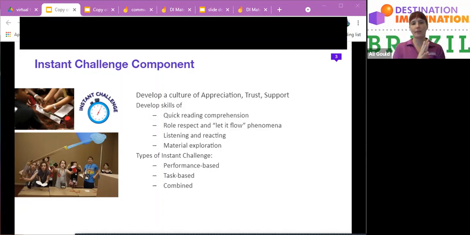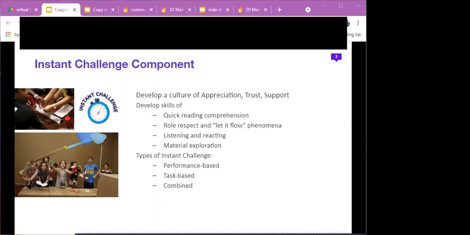It is about role respect and let it flow. So if you've gone to an improv workshop, a really great improv technique that works well in instant challenge is this idea of yes and. Is anybody familiar with that? That improv? No, nobody's heard of this. So sorry. Yes and.